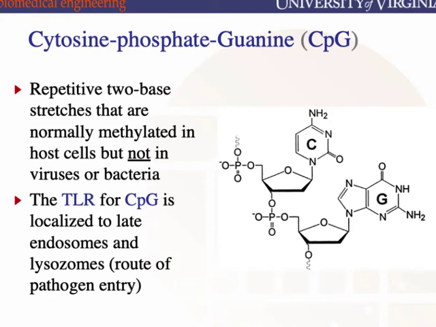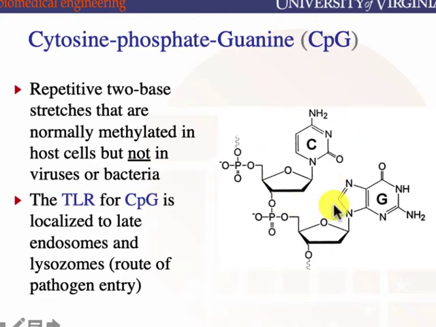So we're going to shift now to thinking about localization of TLRs and the importance of their localization based on what they're going to detect, okay? And so we're going to focus now on this thing known as cytosine-phosphate-guanine, or CpG. And CpG is this repetitive two-base stretch. It's a cytosine and a guanine. These are oligonucleotides, right? So these are nucleotides that are part of genomic material that can be bacterial. They can also be viral.